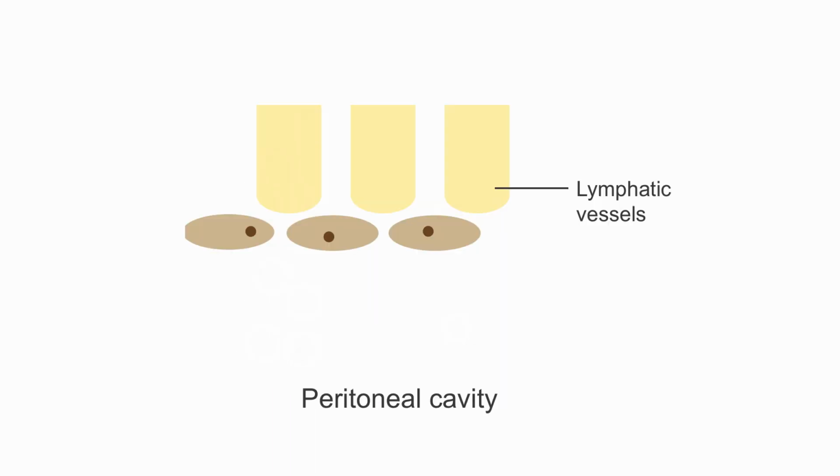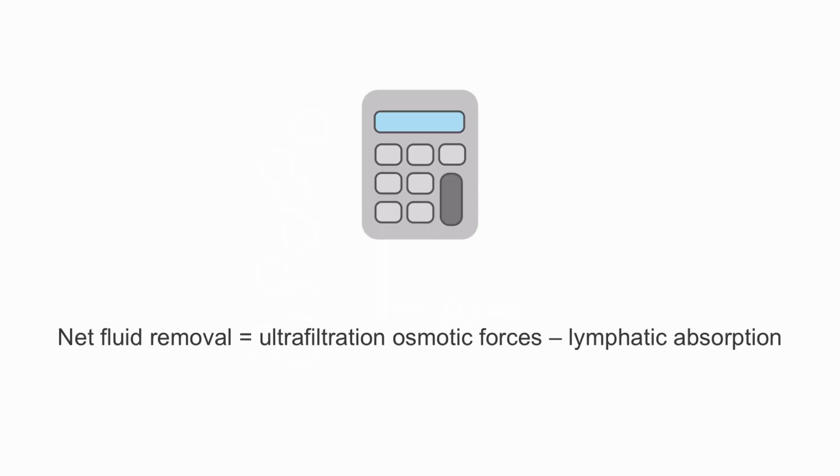It's worth mentioning that there is also lymphatic absorption from the peritoneal cavity. The lymphatic transport rate is about 2 liters per day. It's usually negligible unless there is a problem with the lymphatic system. So the net fluid removal in peritoneal dialysis is the ultrafiltration osmotic forces minus lymphatic absorption.